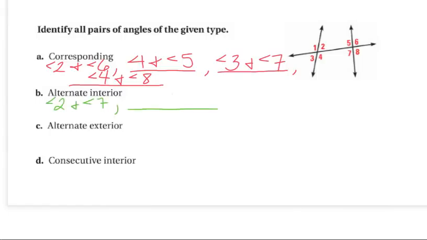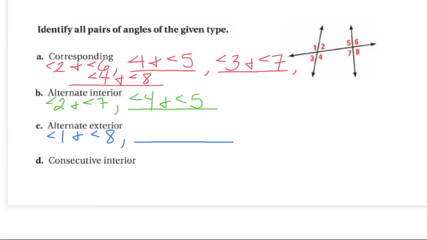For the alternate exterior angles, since it's exterior, we know that we're going to be using the outside 4 angles. And alternate means they are on opposite sides of this transversal line. So I'm going to say angle 1 and angle 4 are alternate exterior angles, and I want you to find the other pair. The other pair that you should have used was angle 3 and angle 6.